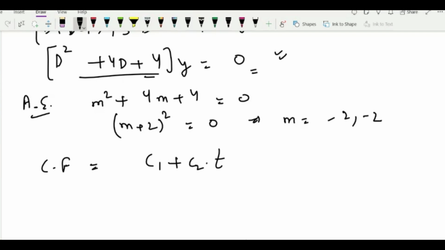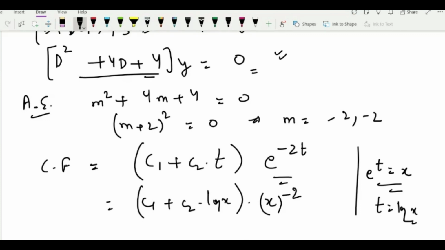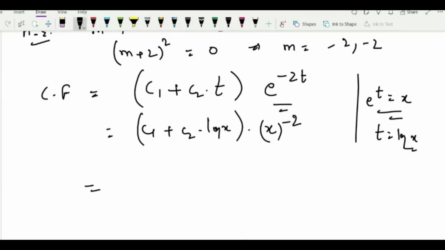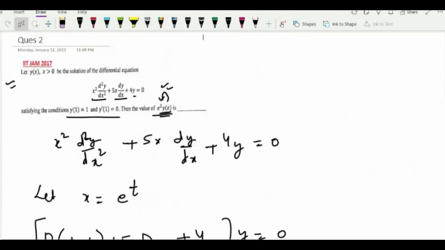So in this case, we have CF as C1 plus C2 x, where we have independent variable t. So C1 plus C2 into t, e raised to power minus 2t. Now substituting x is equal to e^t again, we have t is equal to log x. So C1 plus C2 into log x, and e raised to power t will be x, whole to the power minus 2. So here we get the complete solution as this is the homogeneous equation: C1 plus C2 log x upon x square. This is our solution.